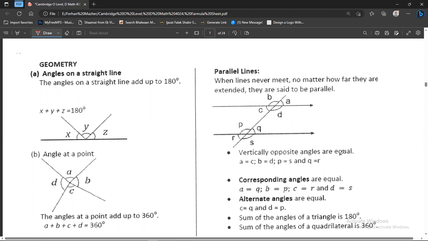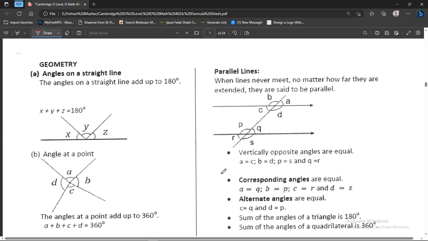So vertically opposite angles are equal. When you draw this line, the vertically opposite angles A and C will be equal to each other. B and D will be equal to each other. Q and R are vertically opposite to each other, so they will be equal. P and S will be equal to each other. So A is equal to C, B is equal to D, P is equal to S, and Q is equal to R.